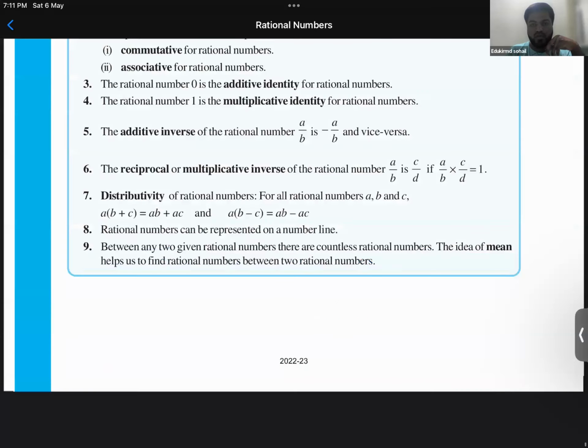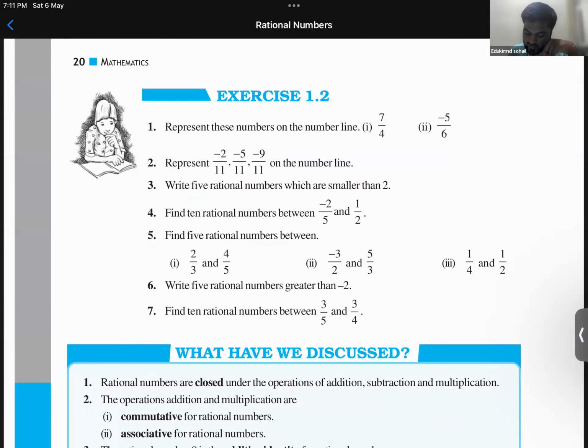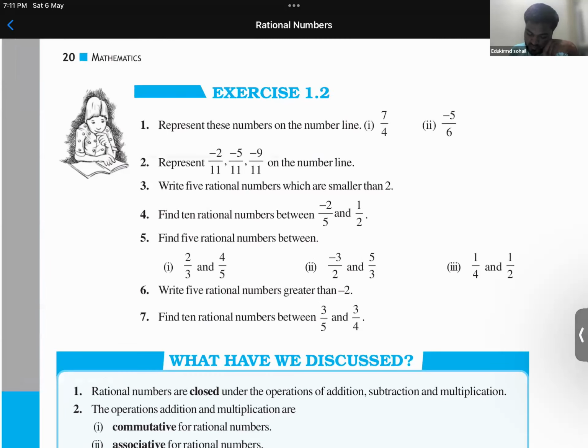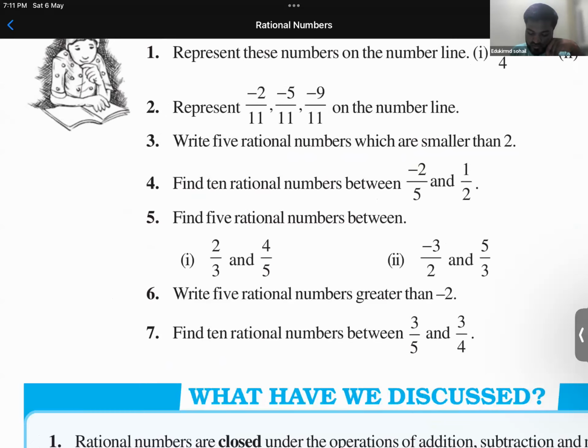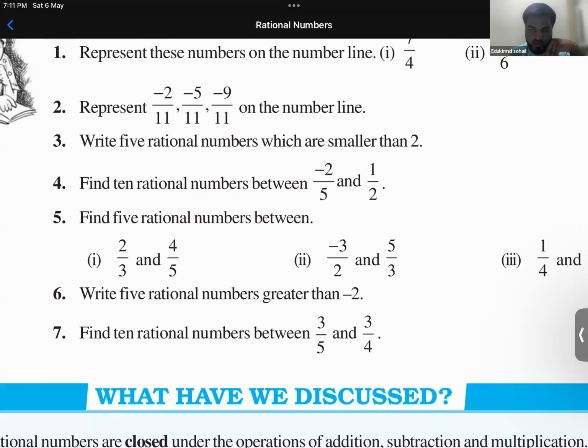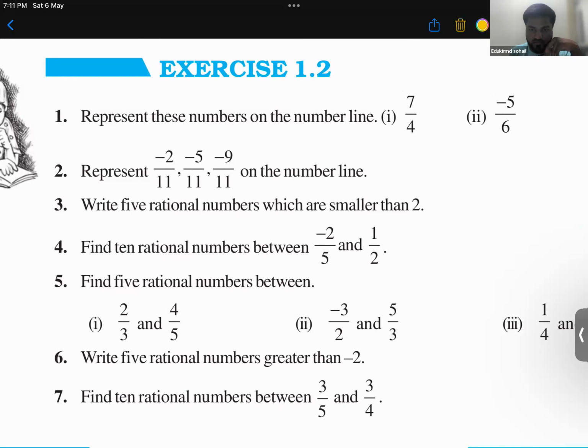Okay, so there are only two exercises in the chapter rational number. If I ask you to find 10 rational numbers between minus 2 upon 5 and 1 upon 2, see question number 4 of exercise 1.2. Find 10 rational numbers between minus 2 upon 5 and 1 upon 2. And try solving that.